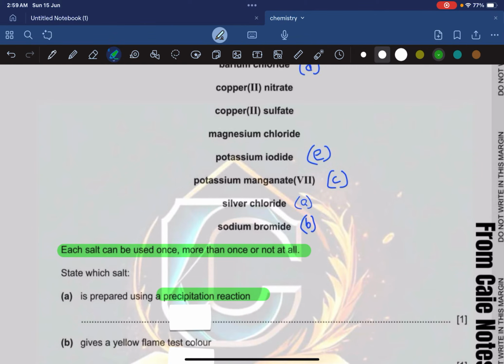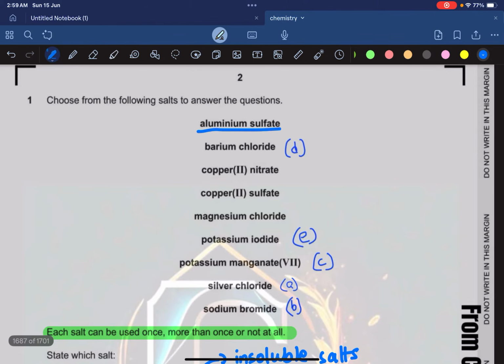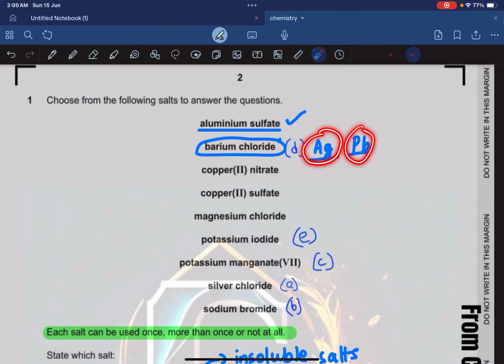Okay, so over here you should know that a precipitation reaction is used for your insoluble salts. All the insoluble salts are prepared by precipitation reaction. So let's figure out which salts are insoluble. Aluminum sulfate is soluble because all sulfates are soluble except for barium and lead. So this is soluble. Barium chloride: many people think that barium chloride might be insoluble, but you have learned that all chlorides are soluble except lead and silver, Ag and Pb. So these two chlorides are the only insoluble ones. So barium chloride is totally soluble. Only these two chlorides or halides are insoluble.